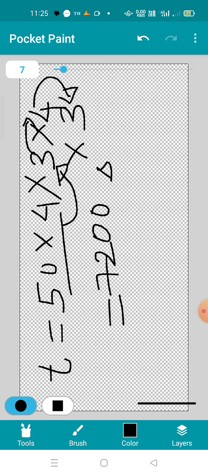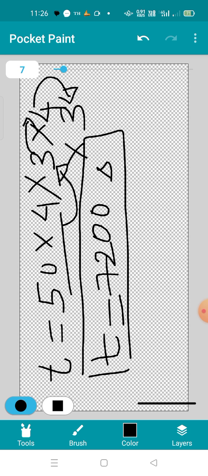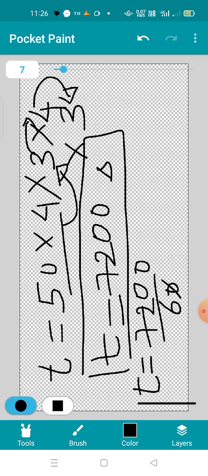7200 seconds. Because every unit was in its SI unit, the time also will be in its SI unit. So the value we get is 7200 seconds. Now it's difficult to say 7200 seconds, so let's convert this to minutes. How do you convert time in seconds to minutes? We have to divide by 60. So dividing by 60, you will get 120 minutes.